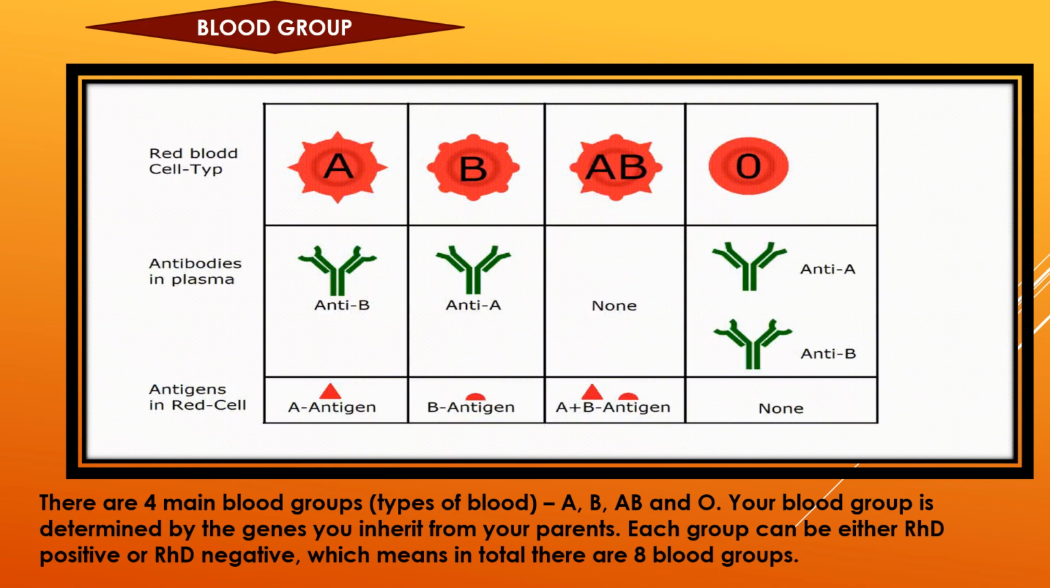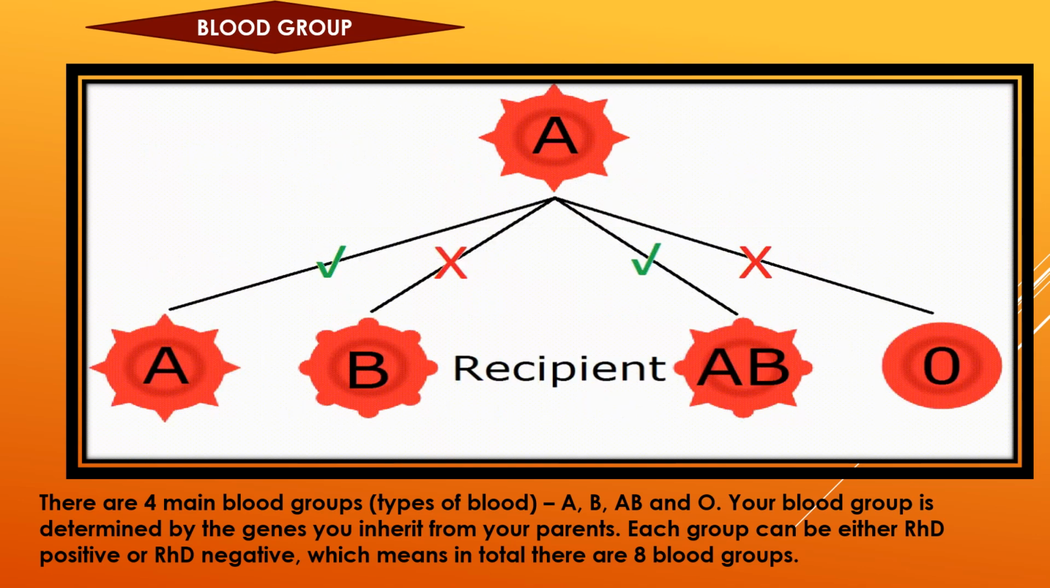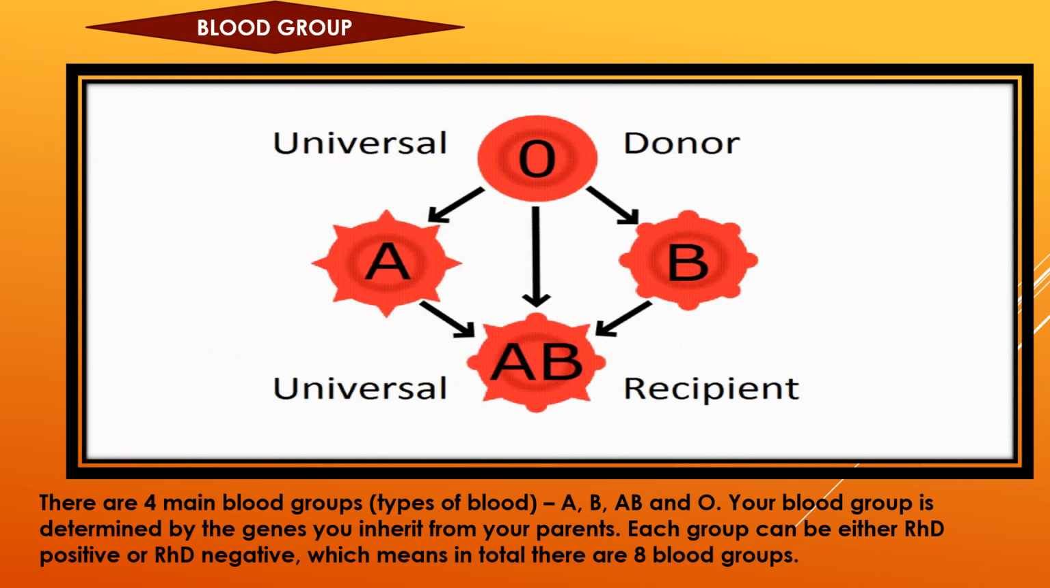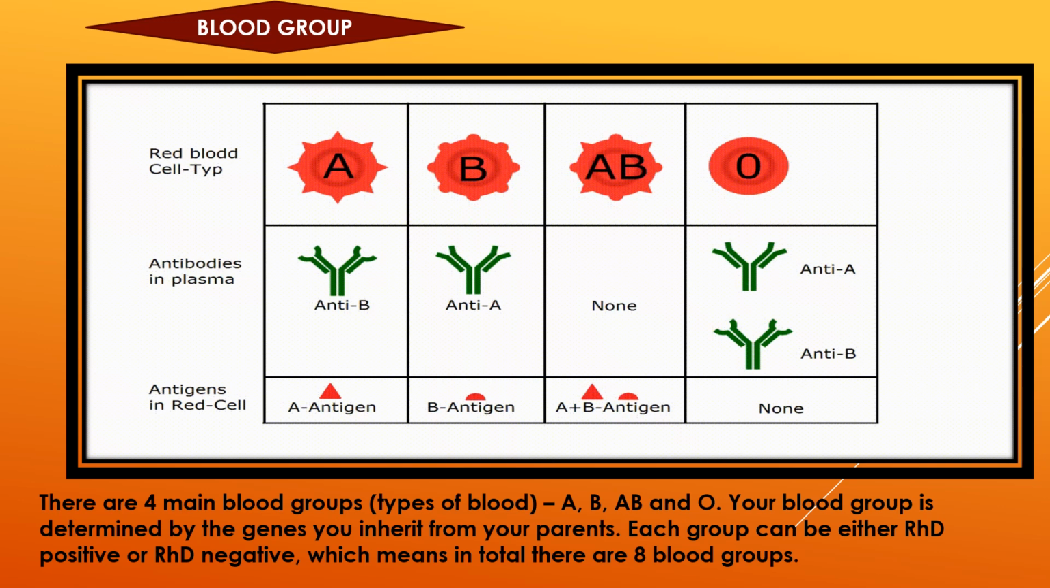You can see in the diagram the red blood cell antibodies and antigens have been shown in the first slide of the diagram. And the second slide, recipients of AB and O have been shown separately with their proper and individual recipients. And in the last one, universal donor and universal recipient have been shown.